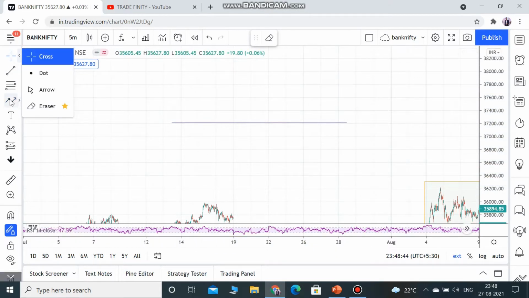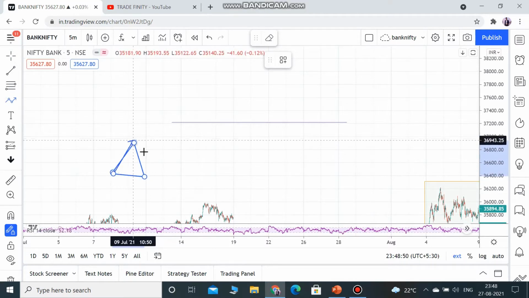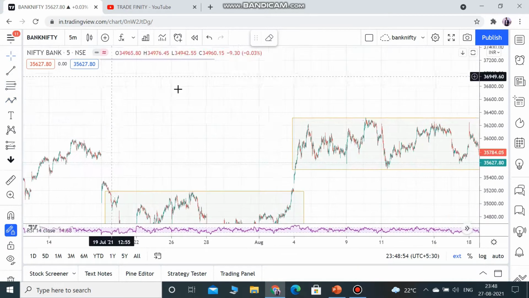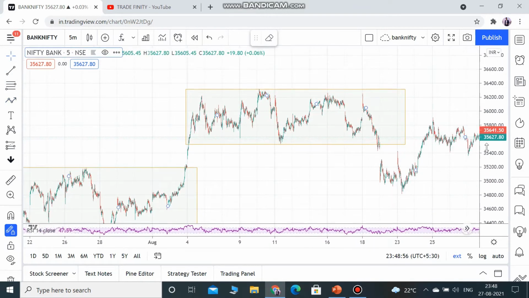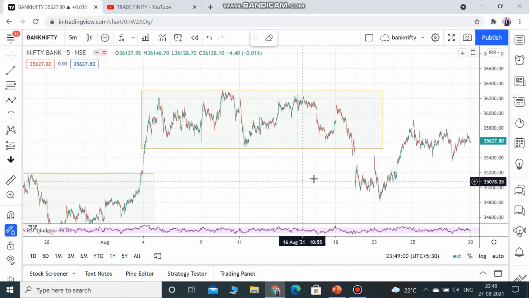There are a lot of things you have seen in the triangle pattern, right? If it crosses any of these lines, you get the breakout structure, and that's when you start seeing large movements. The same thing I'm going to do.